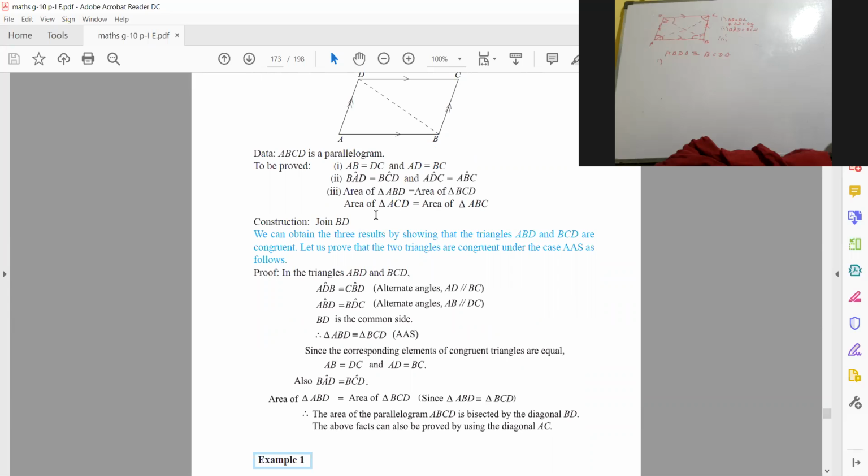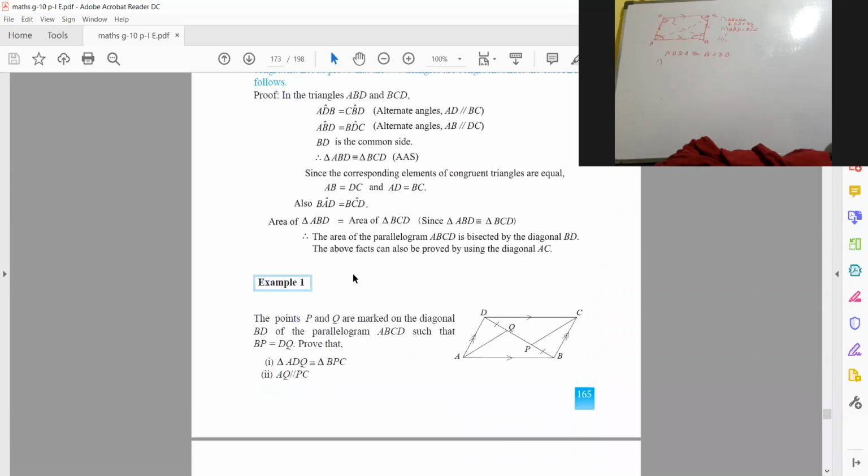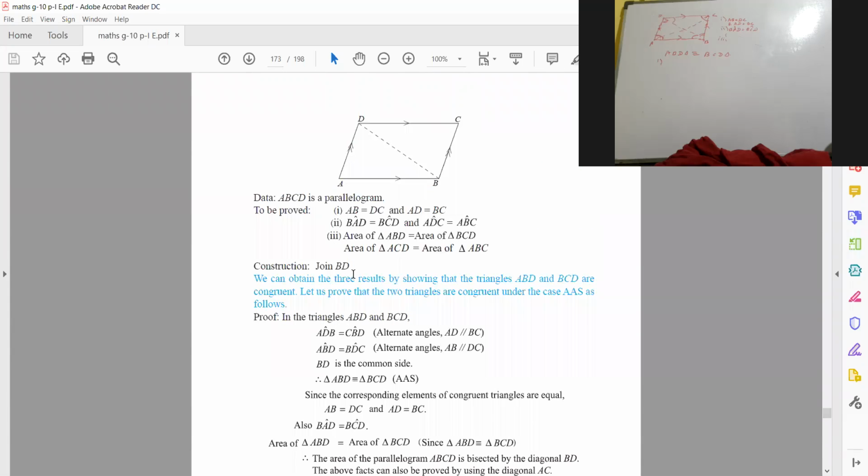Jasmine's question. She's asking how to show the proving steps, right? These are the proving steps, on page 165 of your grade 10 textbook.